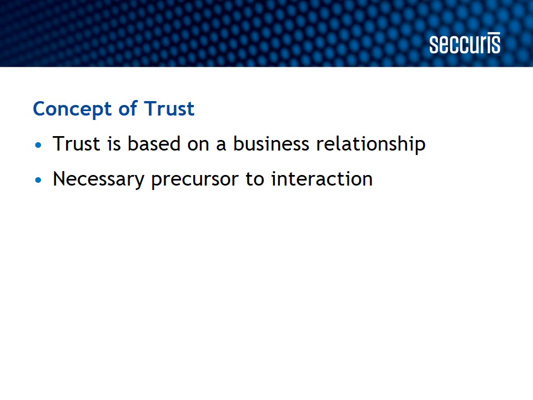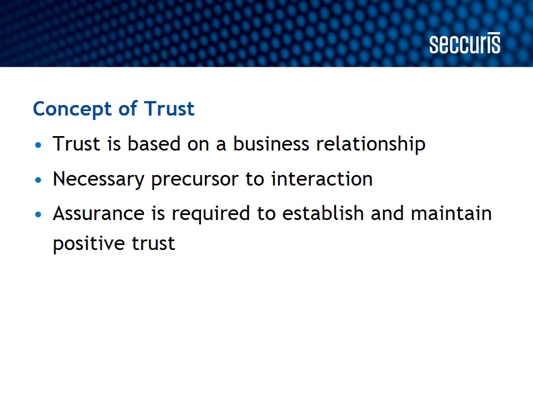Unless, of course, you do believe those emails that you get from the Nigerian prince, and you actually share your banking information based on that level of trust. But ideally, there's some level of trust in terms of a business relationship. Finally, assurance is required in order to maintain and facilitate positive trust.